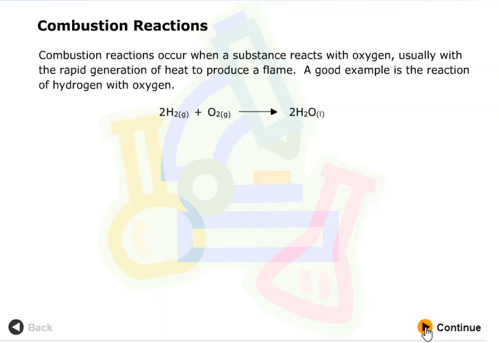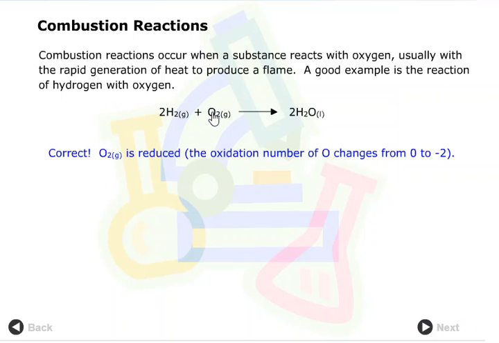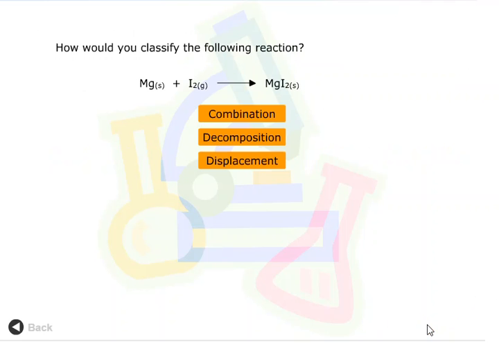What are combustion reactions? A combustion reaction occurs when a substance reacts with oxygen, usually with rapid generation of heat to produce a flame. A good example is the reaction of hydrogen with oxygen to form water. The molecule that is reduced is oxygen.